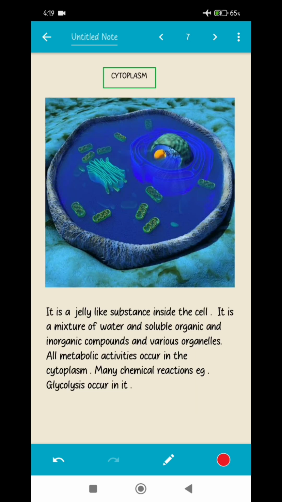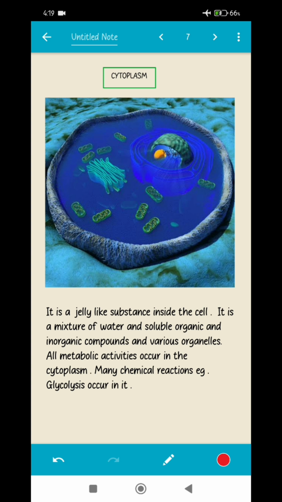Now, talking about the cytoplasm. Cytoplasm is the jelly-like fluid inside the cell, but it does not just contain the jelly-like fluid outside the nucleus. It contains all the other structures with it. That is, cytoplasm includes the cell organelles and also the jelly-like substance. It contains water, soluble organic and inorganic compounds, and the various organelles.